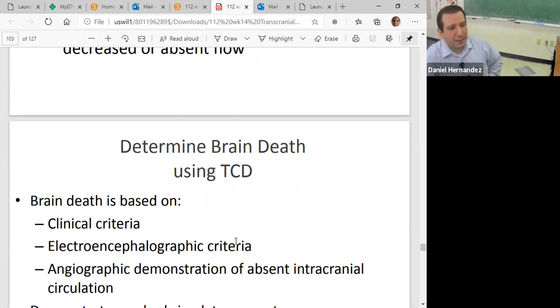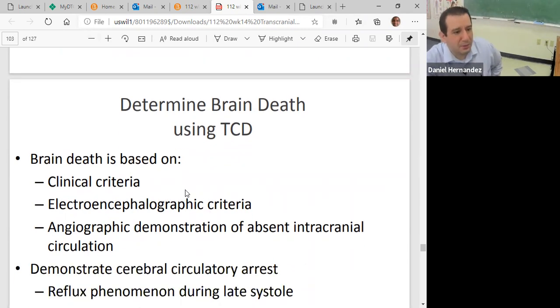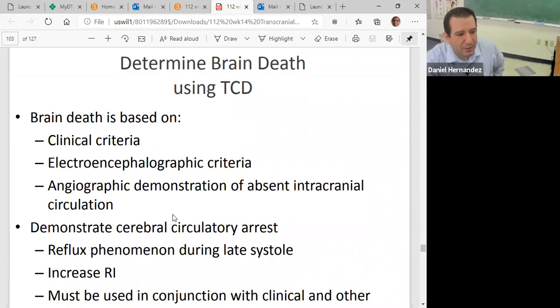So brain death is based on clinical criteria, as well as electroencephalographic criteria. So that's going to be our EEG monitoring, or the electrical activity of the brain, as well as angiographic demonstration of absent intracranial circulation. We can demonstrate cerebral circulatory arrest, as well as reflux phenomenon during late systole. With brain death, we're looking for increased resistive indices.